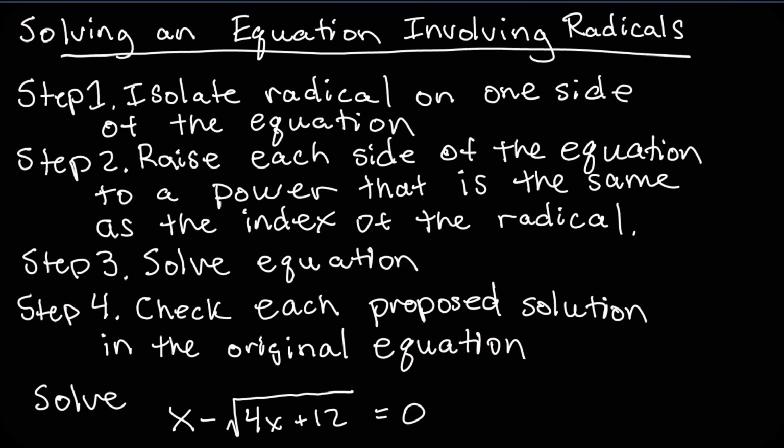Next, we'll look at solving an equation involving radicals. So we have 4 steps here. First, we want to isolate our radical onto one side of the equation. Next, we raise each side of the equation to a power that is the same as the index of the radical. 3, we solve the equation, and then 4, we want to check each proposed solution in the original equation.